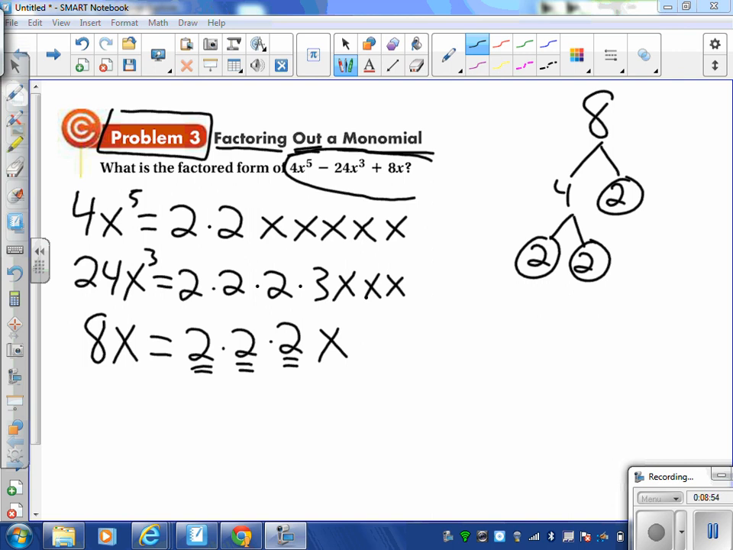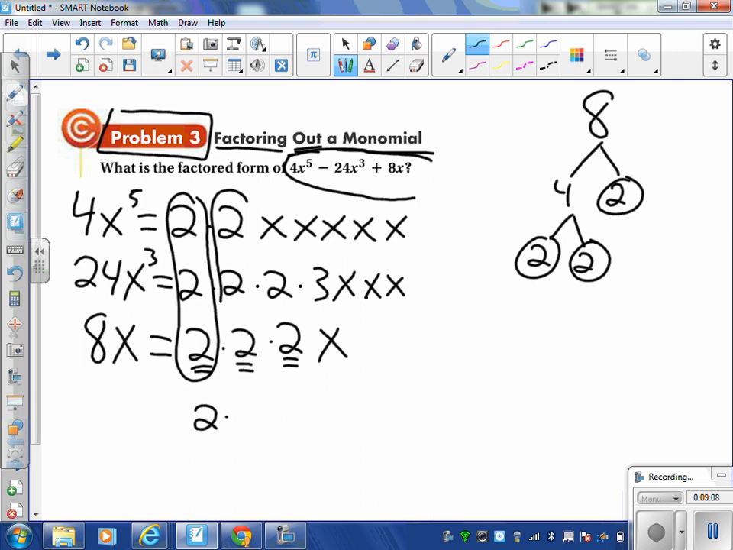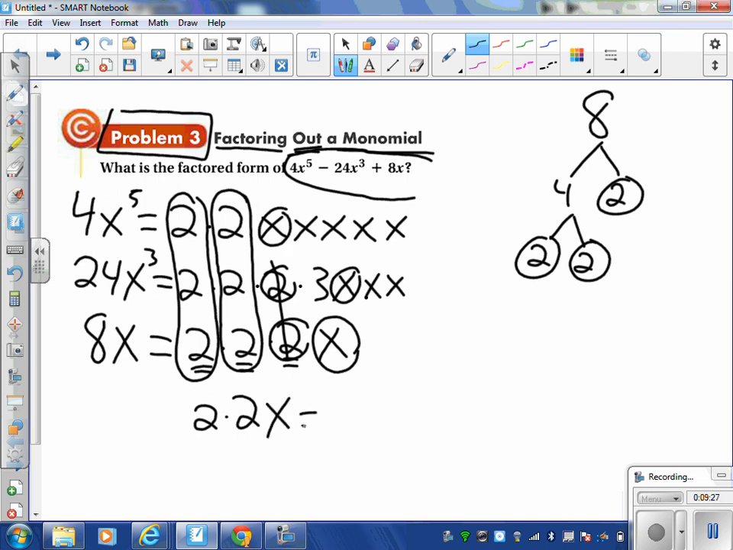Looking at all these factors, we have to find out which numbers are in all three problems. Look right here. There's a 2 in each one. So that would be 1, 2. Each of these three has a 2 times 2. And if we look here, there's a 2 and a 2, but not a 2 in the first. We can't use those, so that doesn't help us. We have an x, x, and x. So an x would work. So my total greatest common factor would be 4x.